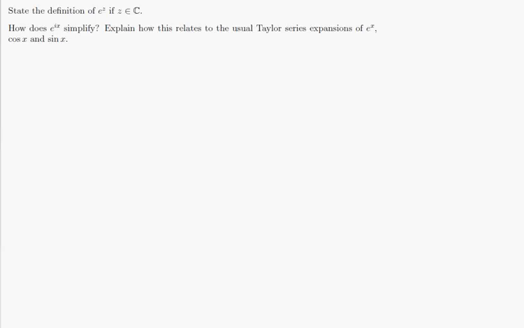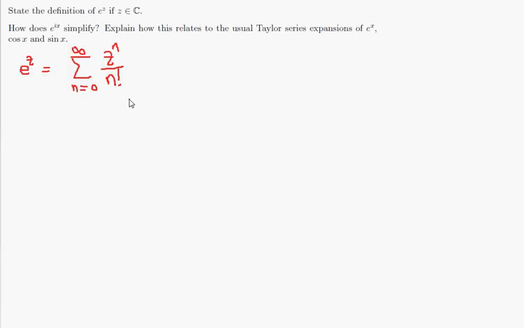Let's take a look at these two review problems. First, let's state the definition of e to the z if z is permitted to be a complex number. The definition is that e to the z is defined to be the summation n equals 0 to infinity of z to the n over n factorial.